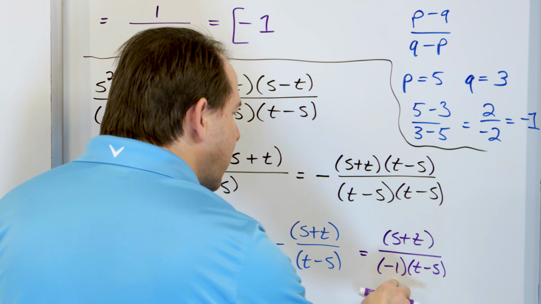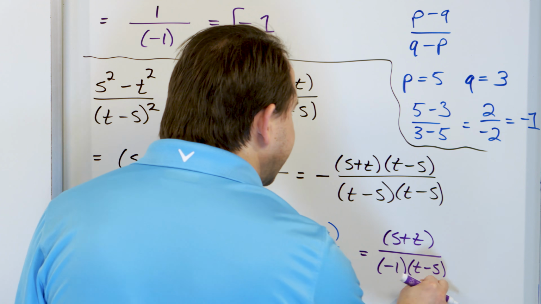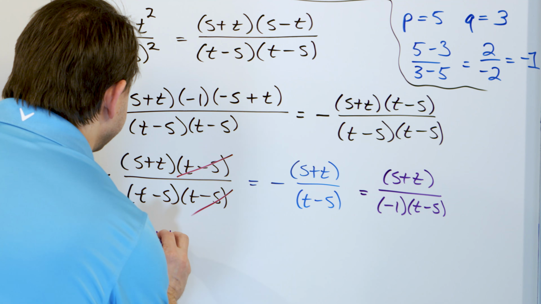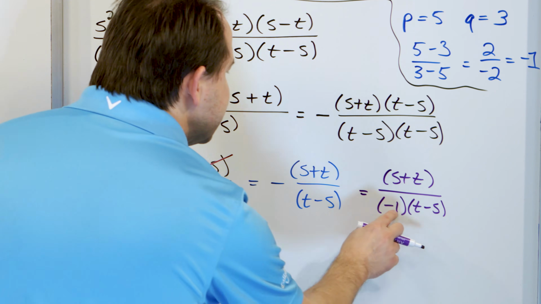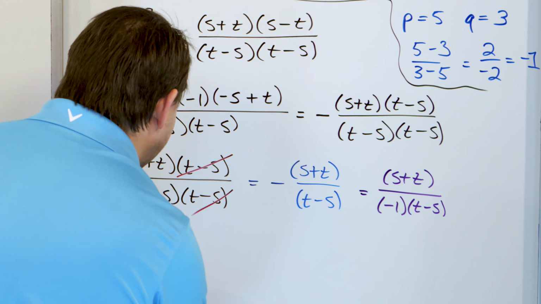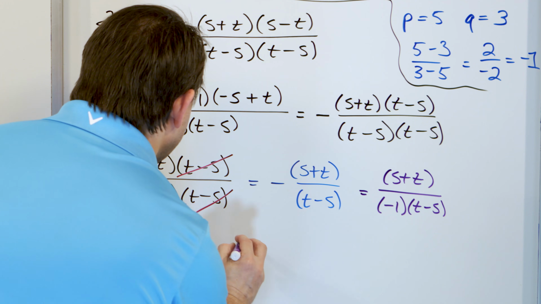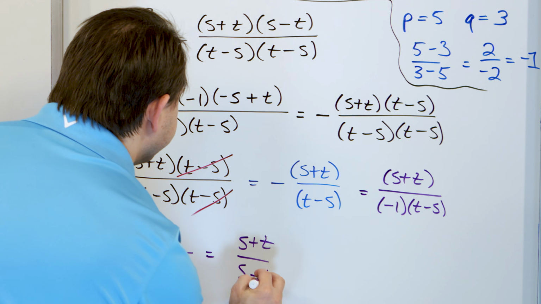Then I have to multiply it, of course. If the negative 1 is downstairs, I will multiply and distribute it in like this. On the top, I'm going to have the s plus t. And on the bottom, negative 1 times t is negative t, and negative 1 times negative s is positive s. But I don't like the order of that, so I'm going to flip that around. So what I'll have is s plus t, and on the bottom, s minus t.